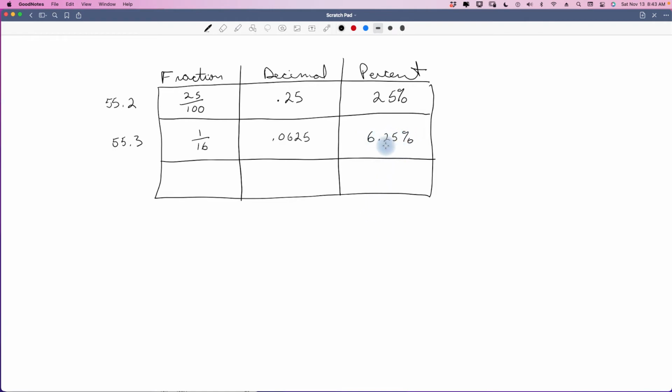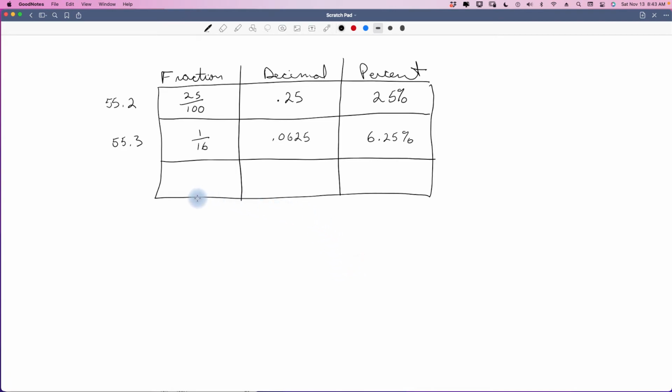So it's 6.25%. Yes, you can have a decimal in your percent because we're looking for the hundredths place, because percent means out of 100. So if it is more places than that, it's going to fall behind the decimal, and that's okay. You can have that. 6.25% is valid. It is the right answer.